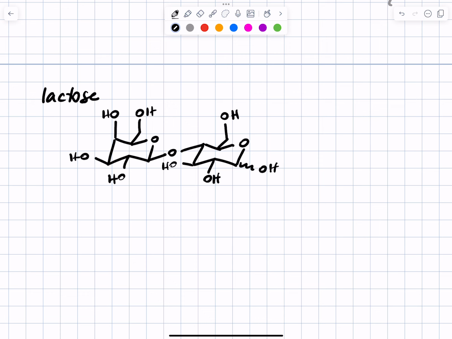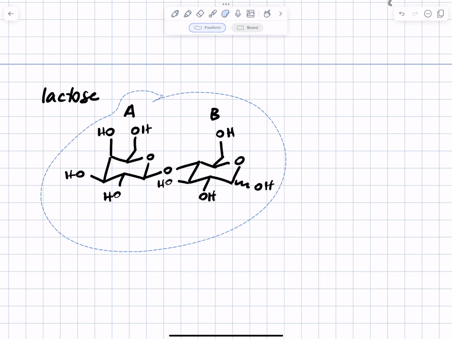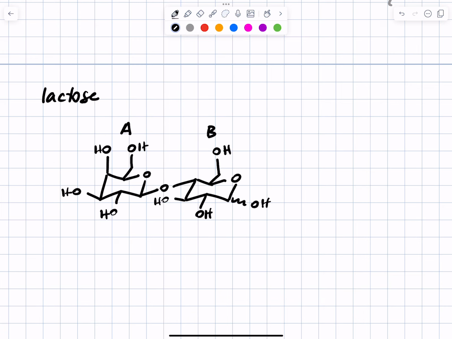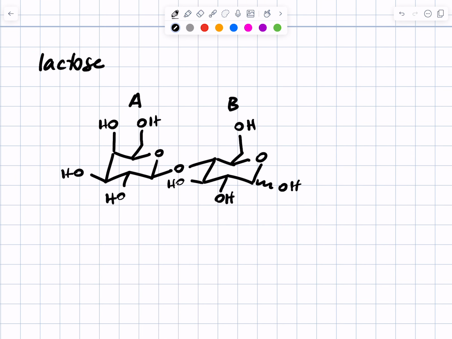It's like maltose and cellobiose, it's a disaccharide. So subunit A and subunit B, what is the identity of subunit A? That's galactose. You can tell it's galactose because the C4 hydroxyl is up. Galactose is the C4 epimer of glucose.